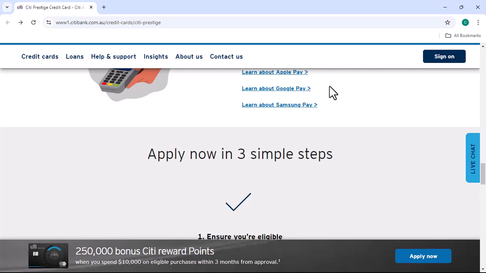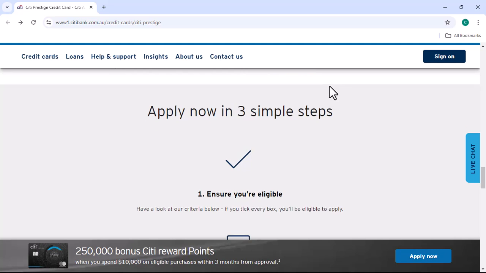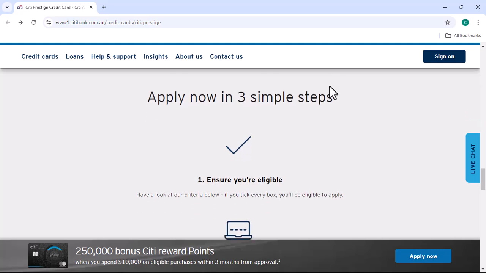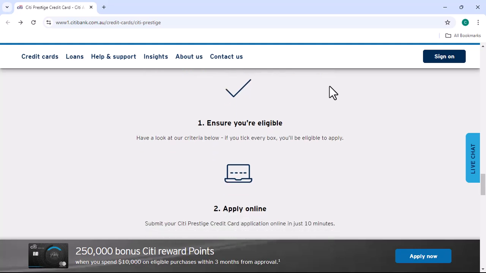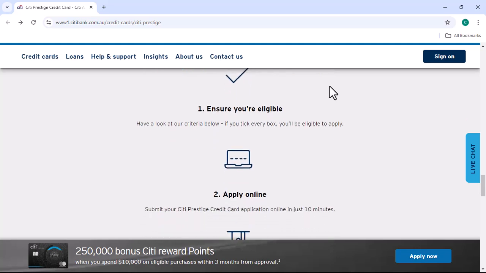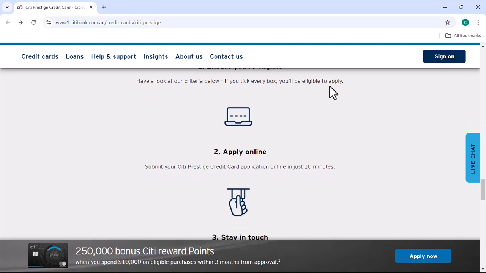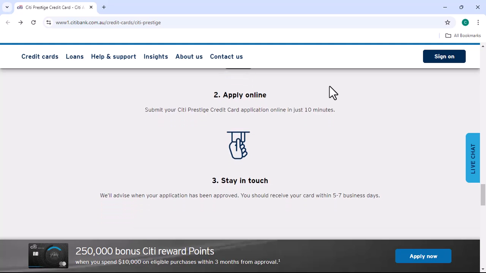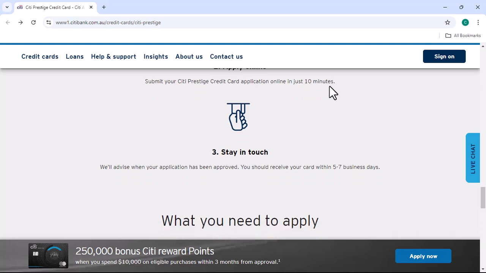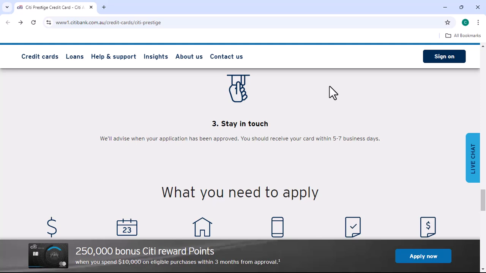Are prestige credit cards worth it? The question of whether a prestige credit card is worth the high annual fee is a personal one. If you're a frequent traveler who values luxury and convenience, the benefits may far outweigh the cost. However, if you're on a tight budget, a standard credit card may be a more practical option. Factors to consider. Travel habits. If you travel frequently, a prestige credit card can offer significant value in terms of airport lounge access, hotel upgrades, and other travel perks.